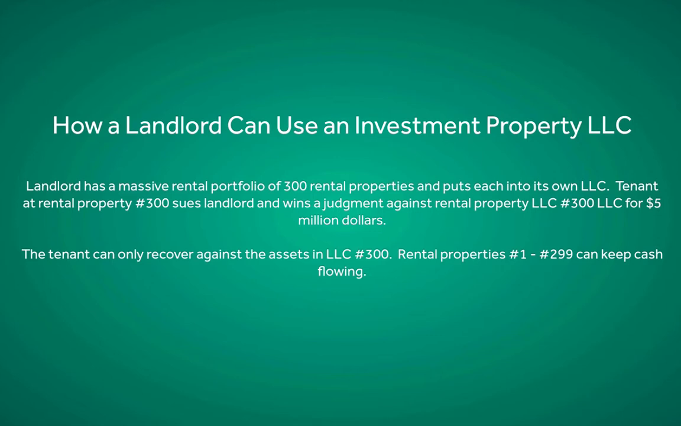Say a landlord has a massive rental portfolio of 300 rental properties, and they put each one into their own LLC. The tenant at rental property number 300 sues the landlord and wins a judgment against rental property LLC number 300 for $5 million. The tenant can only recover against the assets in LLC number 300. Rental properties numbers 1 through 299 are safe from the judgment. So the landlord can still keep making money.